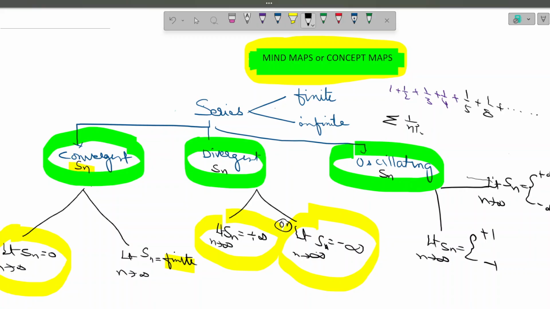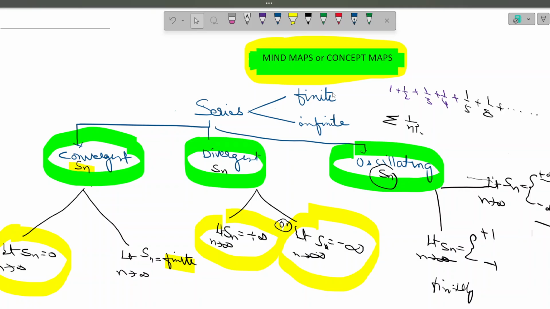Then comes the third thing, the oscillating series. Oscillating series means moving between plus 1 and minus 1. Suppose for the partial sum Sn, the limit as n tends to infinity of Sn equals plus 1 or minus 1, then the series is oscillating finitely. When the partial sum is moving between plus infinity and minus infinity, that means the limit has two values, then the series is said to be oscillating infinitely. Constant series we don't discuss because it never converges nor diverges.